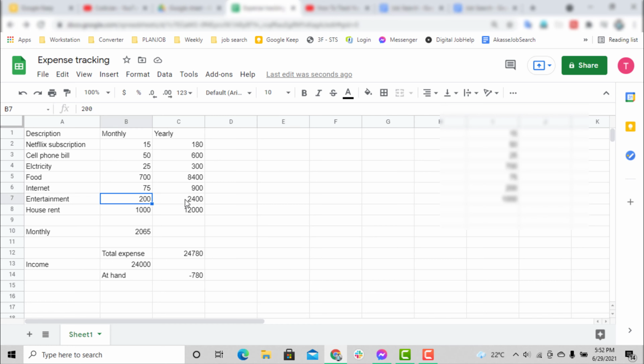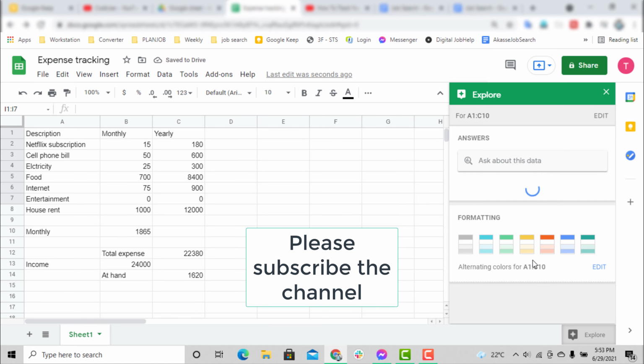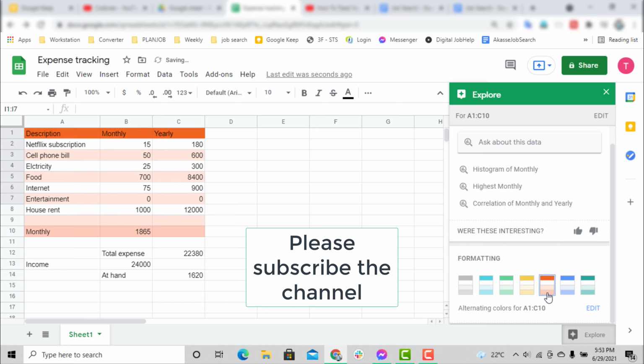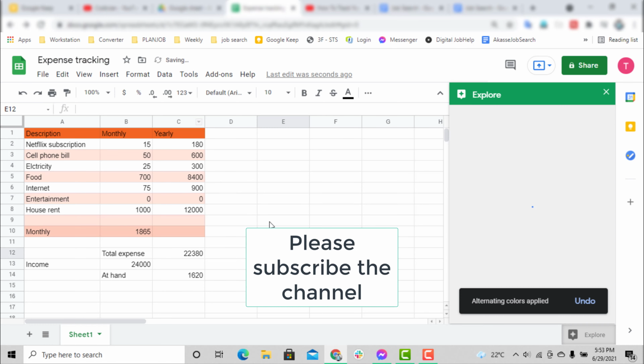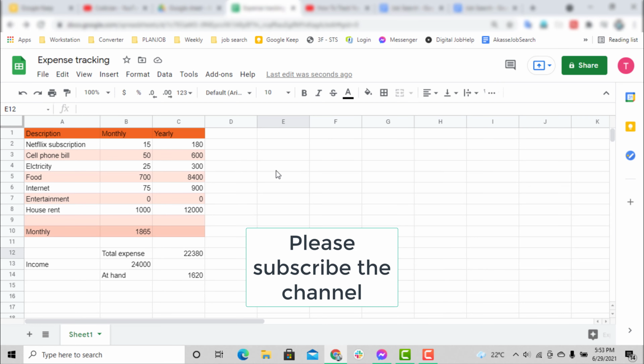Now you're positive. So when you have this kind of arrangement in your Google Sheet, it's easy for you to see them. And if you'd like to have some kind of styling here, what you can do is just go here to the explore button and directly choose some kind of styling, and see now it looks really crispy. So this is how you can track your expenses throughout the month.